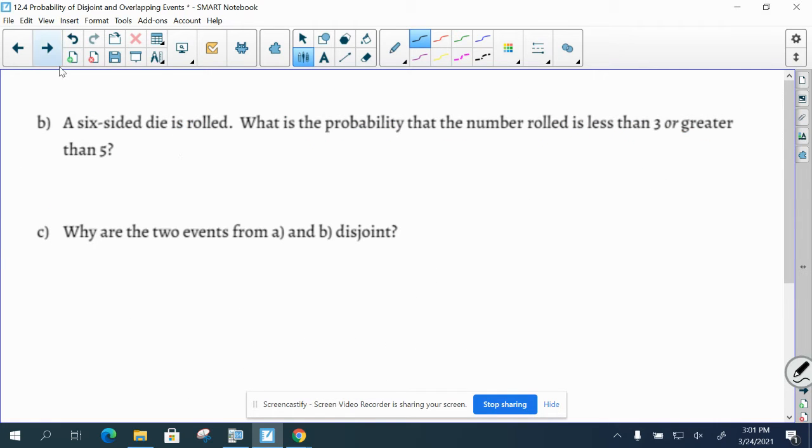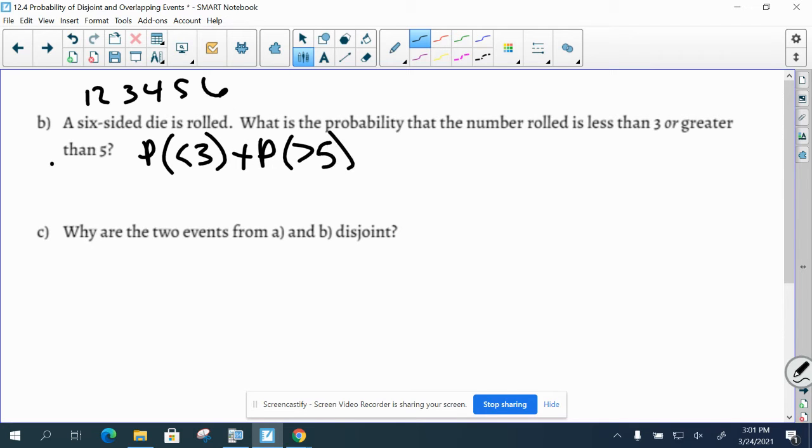And then a 6-sided die is rolled. What is the probability that the number rolled is less than 3 or greater than 5? So we would have 1, 2, 3, 4, 5, 6. So we want the probability of less than 3 plus the probability of it being greater than 5. And we're not going to subtract the probability that both happen because they both can't happen at the same time. So the probability of it being less than 3, well, you could have 1 or 2, so that'd be 2 over 6. Plus the probability of it being greater than 5, that would just be the 6, so that would be 1 over 6. That is 3 over 6, which is just 1/2.